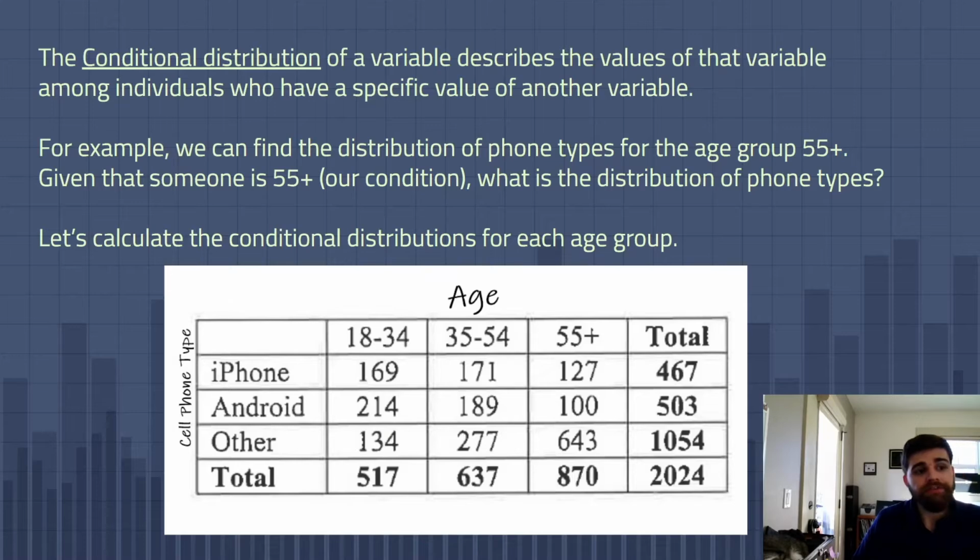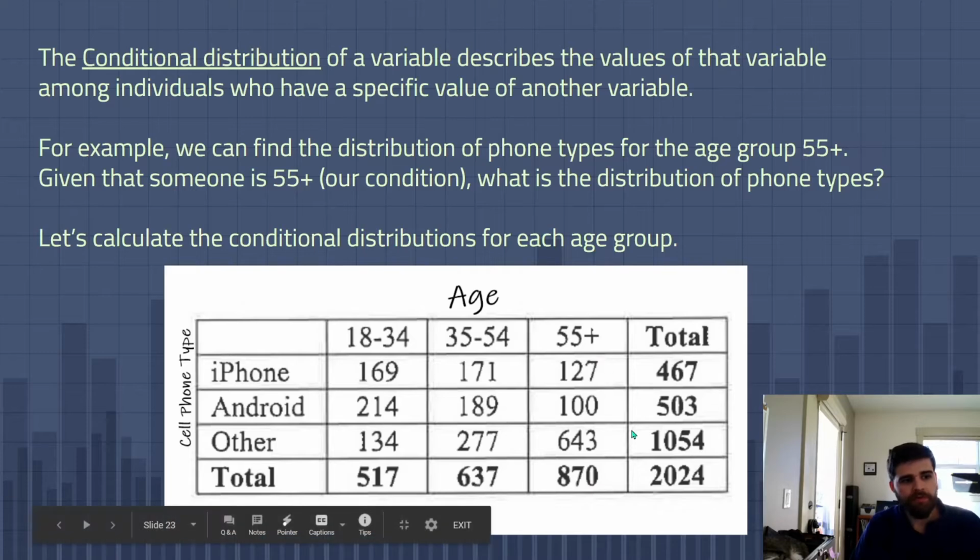We can also look at a conditional distribution. A conditional distribution describes the values of a variable among individuals who have a specific value of another variable. In other words, we would look at one variable given the condition that we have some other variable. It's hard to describe in words, I guess, but let's take a look at an example. Let's find the distribution of phone types for the age group 55 plus. So among this oldest group, what's the breakdown of types of phones they have? This 55 plus is kind of our given condition. So given that the person is old, what's the distribution of phone type?